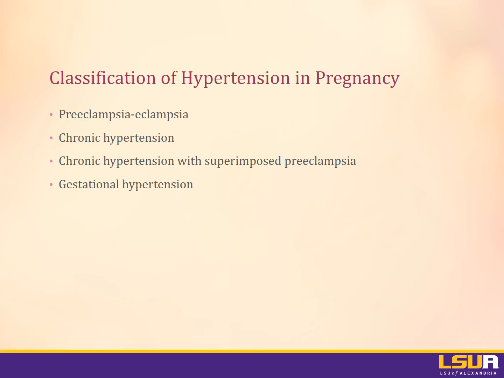It's either preeclampsia or eclampsia. You need to know what the difference between the two is. Chronic hypertension is when she already has hypertension even before she gets pregnant. Chronic hypertension, but then she develops a superimposed preeclampsia, and hypertension of pregnancy or gestational hypertension.